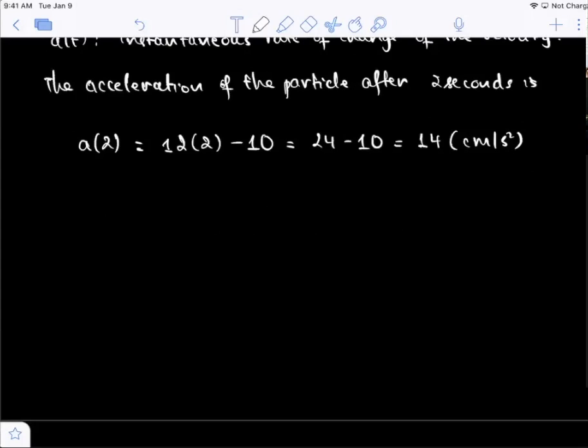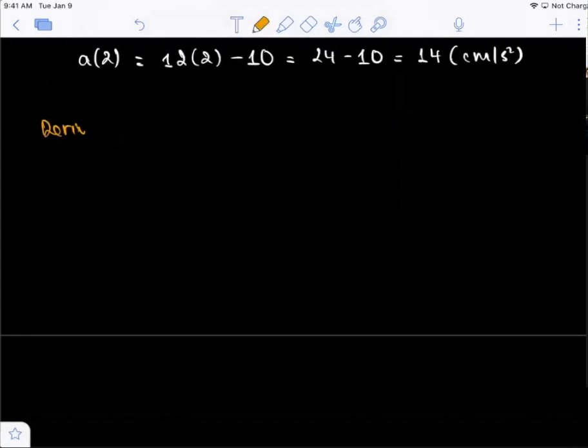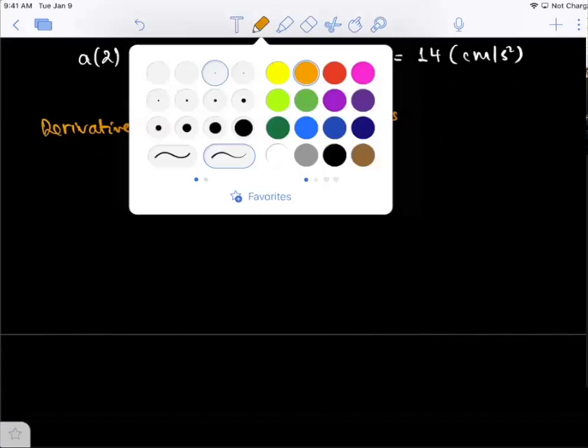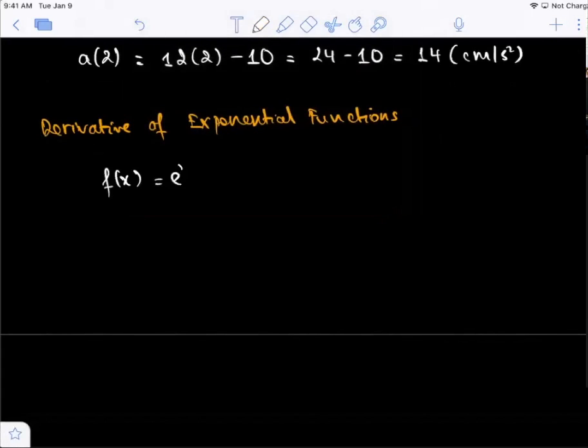The next topic should be the derivative of exponential functions. There are two formulas. The first one is f of x equal to e to the x. Then the derivative of e to the x is just e to the x. This is probably the easiest formula to remember. So this function is called the natural exponential function.